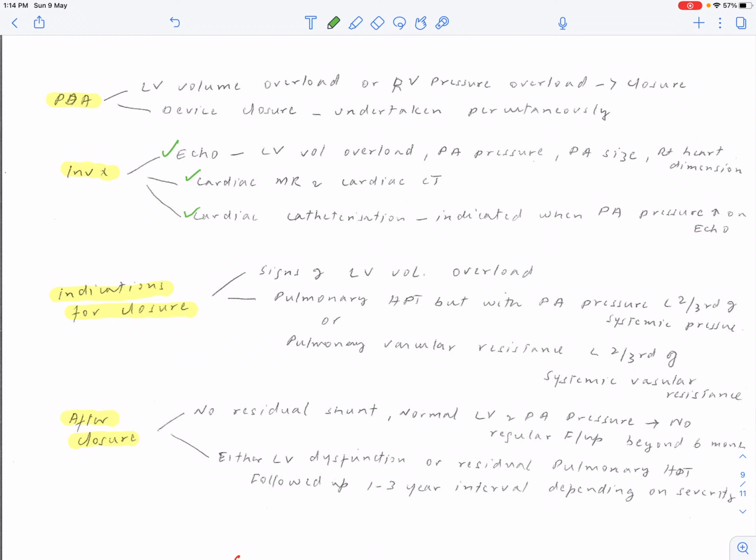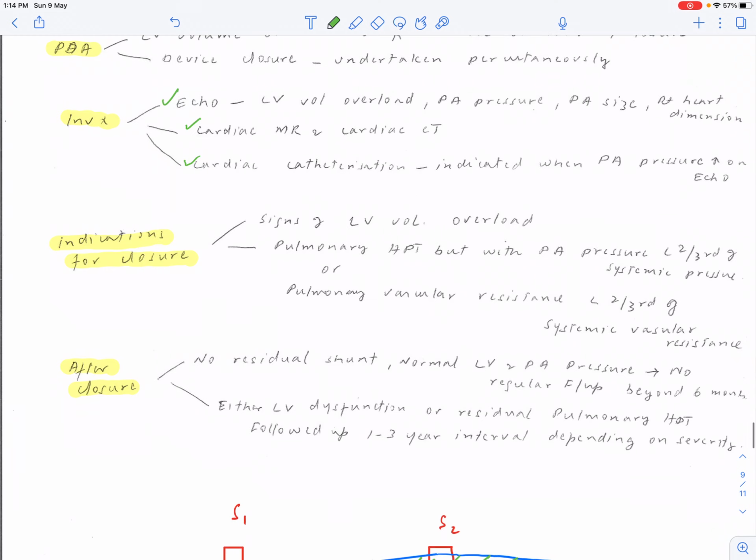So indications of closure: if there are signs of left ventricular volume overload, pulmonary hypertension, but remember this is a very important point, that the pulmonary artery pressure should be less than 2/3 of the systemic pressure. Then only you go for the closure. If it is high, then you will not go for the closure. Or pulmonary vascular resistance also should be less than 2/3 of the systemic vascular resistance.